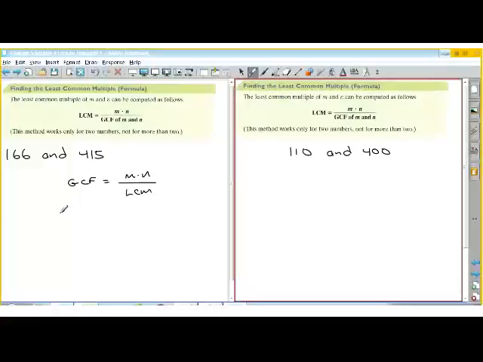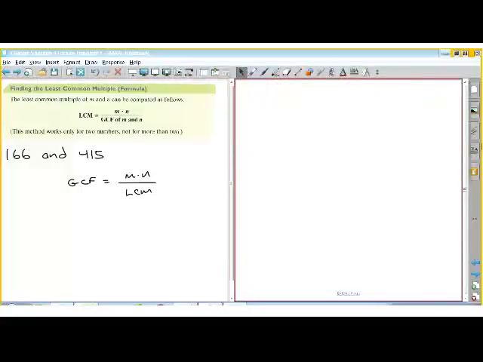So let's just do this one. Or you could solve for greatest common factor and do it the other way. The greatest common factor is the two numbers multiplied together divided by the least common multiple. I'm going to do the greatest common factor quickly so that we can get an answer. So here are the two numbers. Actually, let's do it using the second method.